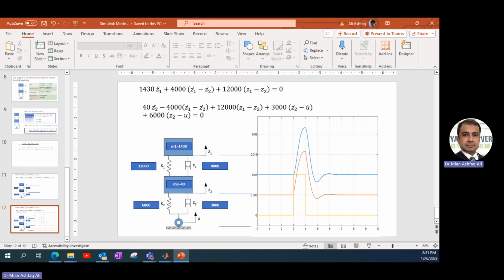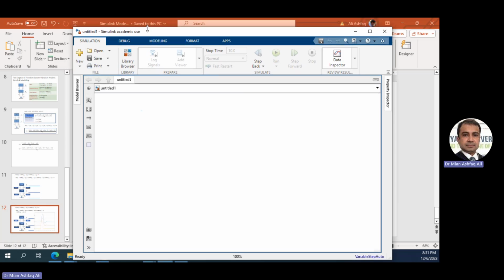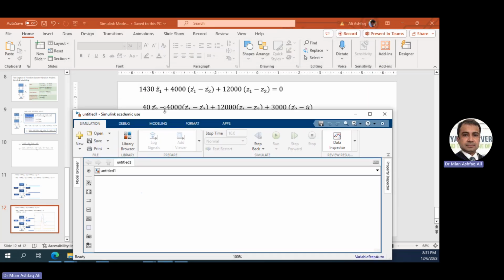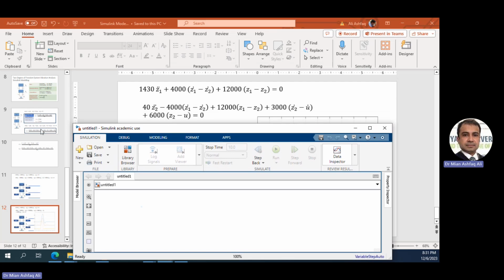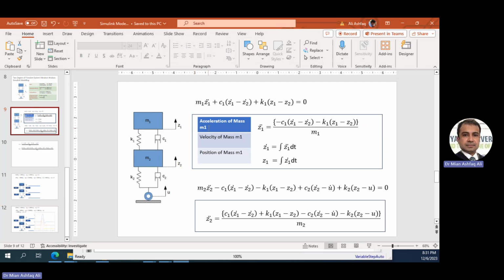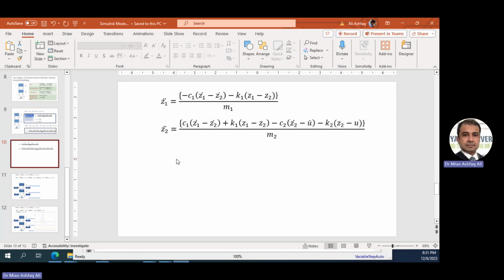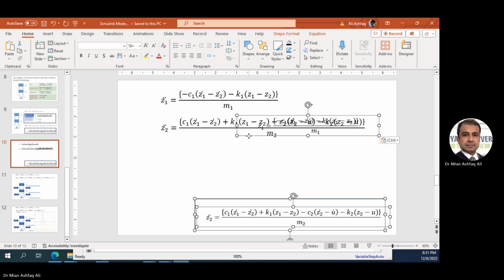It's now time to model this. So I have a blank Simulink model, and I'm going to choose this first equation here, this one, and this one, those two equations, in order to model those.